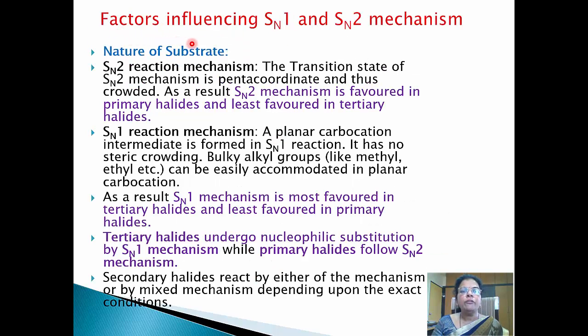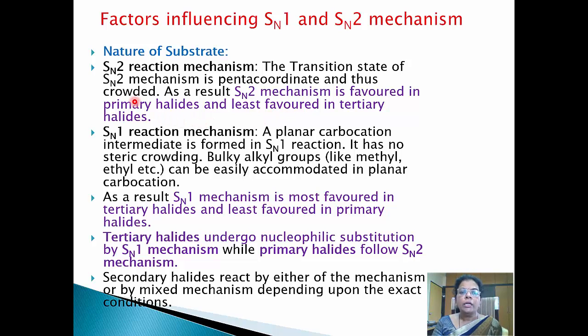Now we are going to see factors influencing SN1 and SN2 mechanisms. First factor is nature of substrate. First we are going to see the SN2 reaction mechanism. In the SN2 reaction mechanism, the transition state is pentavalent and thus crowded. As a result, the SN2 mechanism is favored in case of primary halides and least favored in tertiary halides.